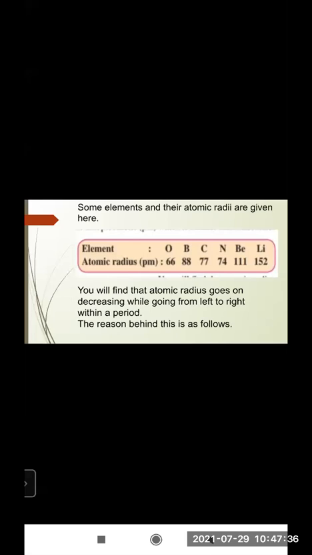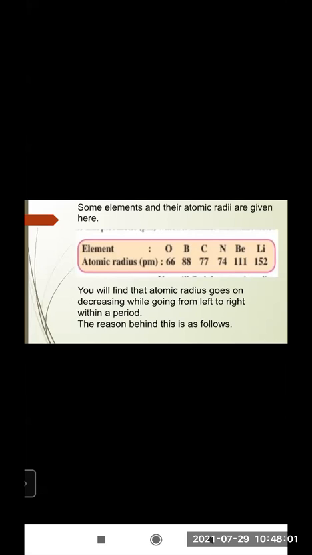Now see what the first activity is. Some elements and their atomic radii are given here. You can see one slide showing some elements, and below that you can see the atomic radius, which is given in picometer. First we'll go through that. See oxygen, boron, carbon, nitrogen, beryllium, and lithium. And below that you can see the atomic radius.